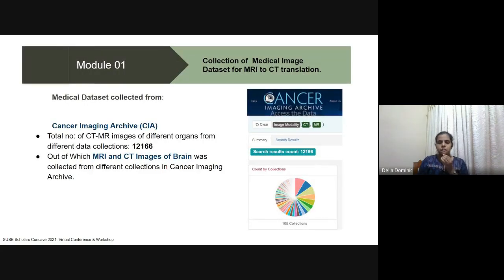Moving over to the first step, which is collection of the medical images from the data set. Actually, different data sets are available. We have the RIRE data set, but the amount of data in the RIRE data set is very limited.